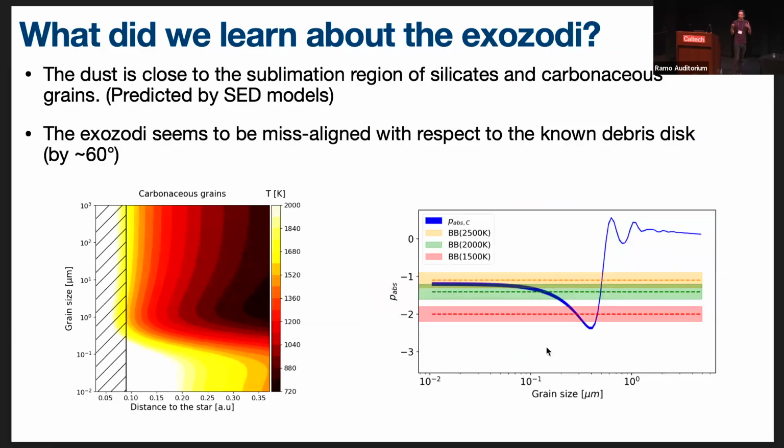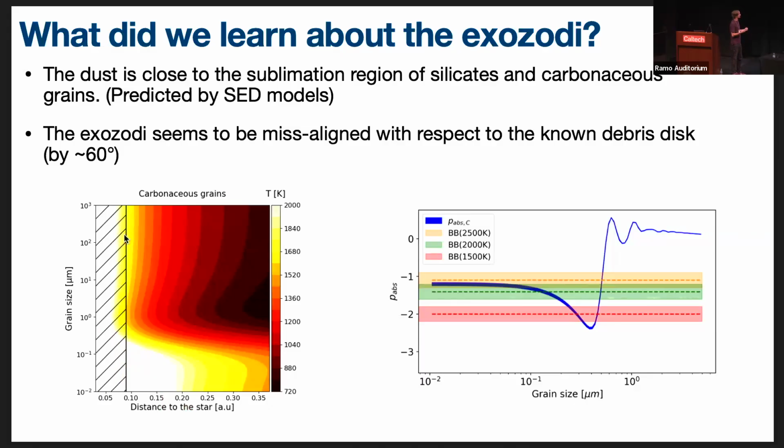And what did we learn about the exozodi? So first is that the dust is very close to the sublimation region of both silicates and carbonaceous grains. So this is the plot that I show here on the bottom left. We have the temperature of carbonaceous grains as a function of grain size and distance to the star. In white, I show the sublimation region, and the shaded area represents more or less where we would find this dust. So really, really close to the sublimation region.